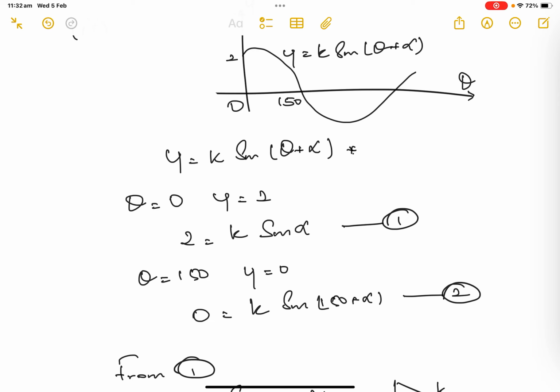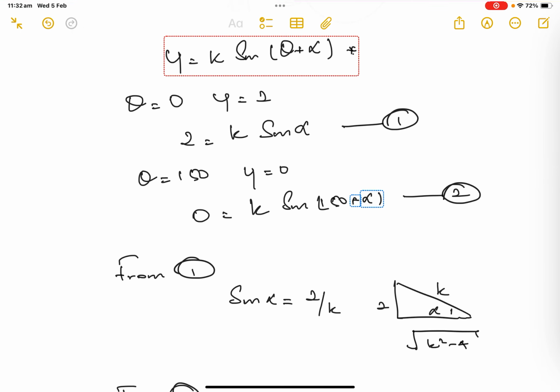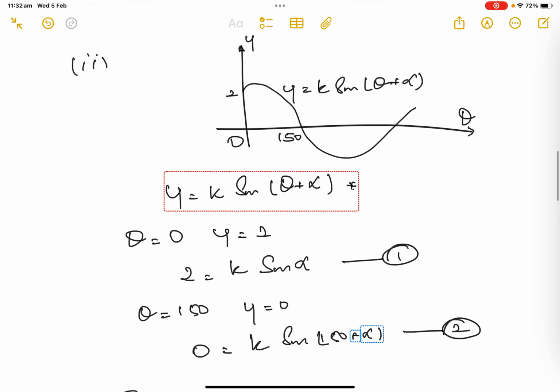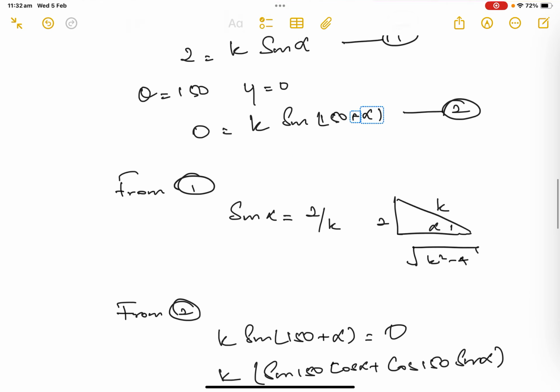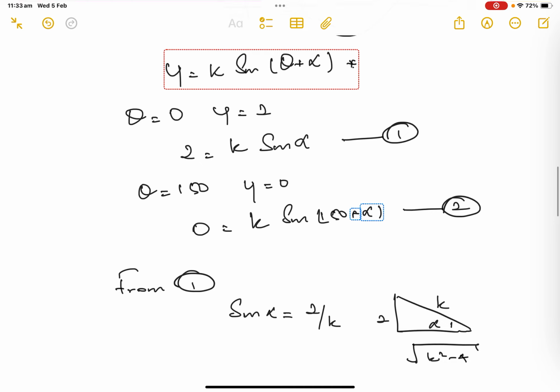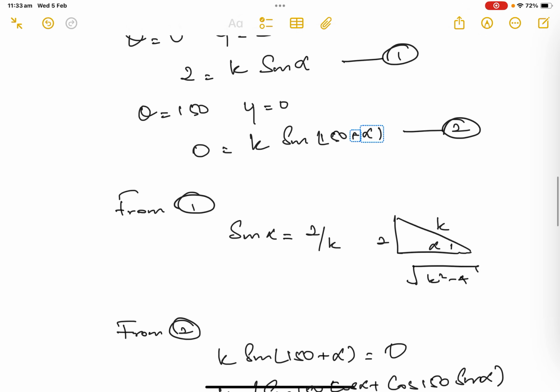So y equals 2, k, theta is 0, just sine alpha only. So that's equation 1. And then the graph cuts the x-axis, or theta axis, at 150. So theta equals 150, y equals 0. Therefore, 0 equals k sine of (150 plus alpha). So this is another equation, equation 2.